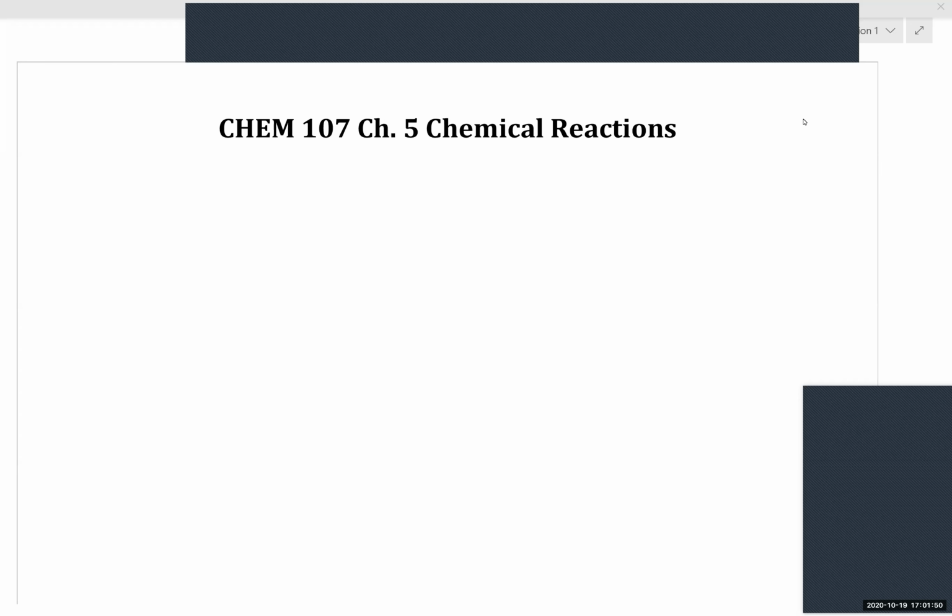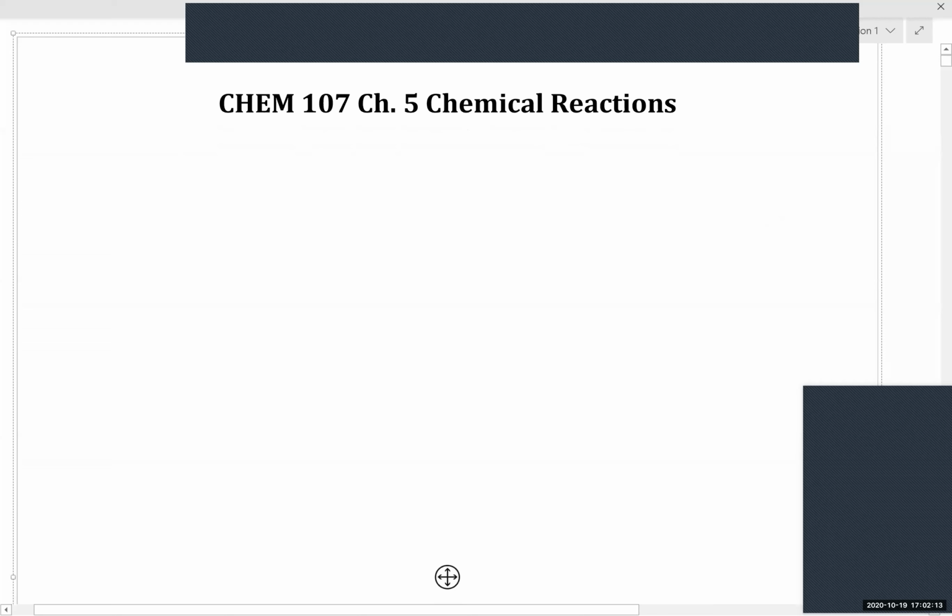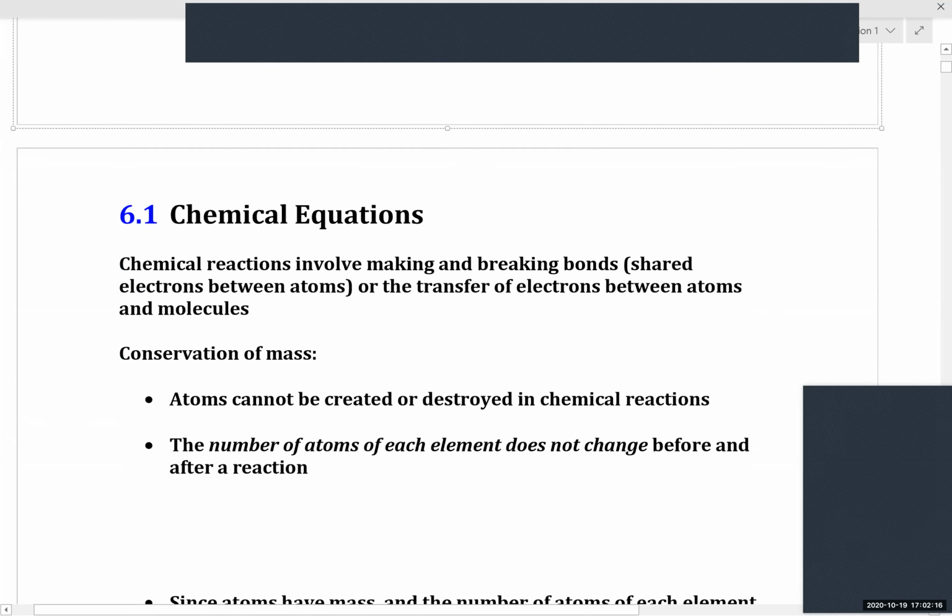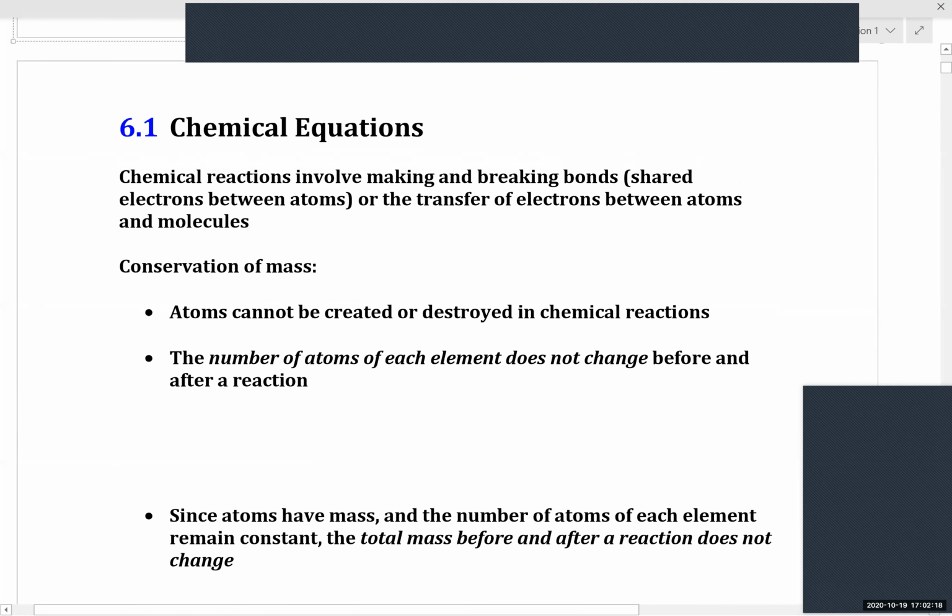So this next chapter, which is chapter 5, focuses primarily on chemical reactions and chemical equations, which is expressing chemical changes and monitoring the reactants and products and looking at changes in matter. Okay, so with that said, let's talk a little bit about chemical equations, which are our ways of representing and describing chemical reactions.